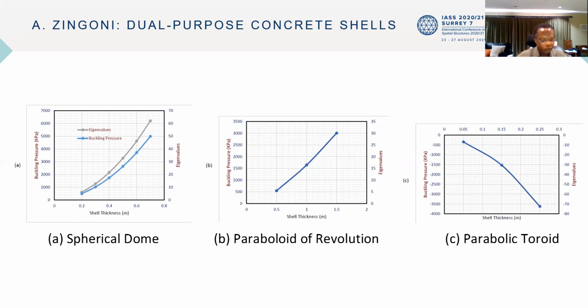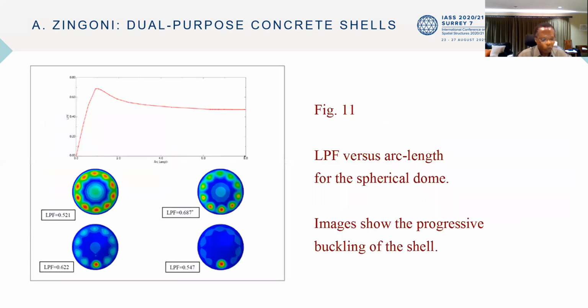of imperfections. Here is a typical load versus arc length plot for the spherical dome, with images of the shell just before the peak, at the peak of the loading, and the 2 points beyond the peak.